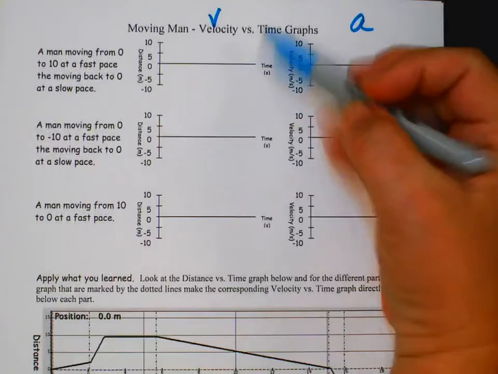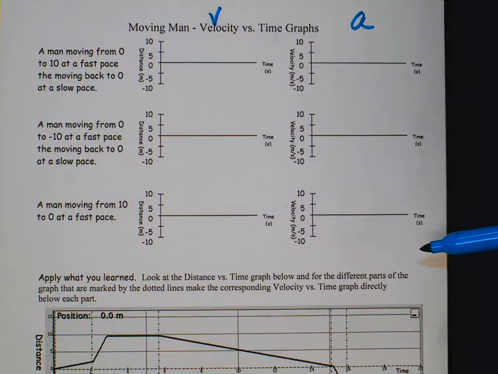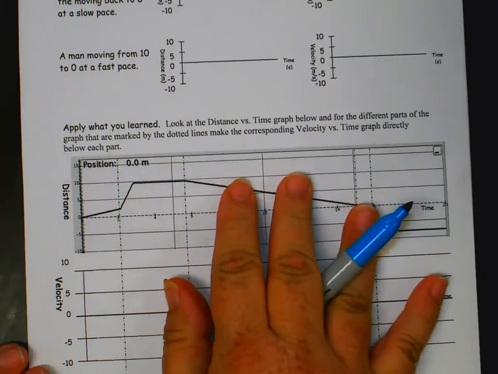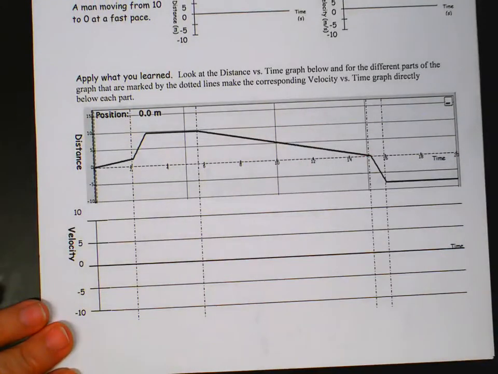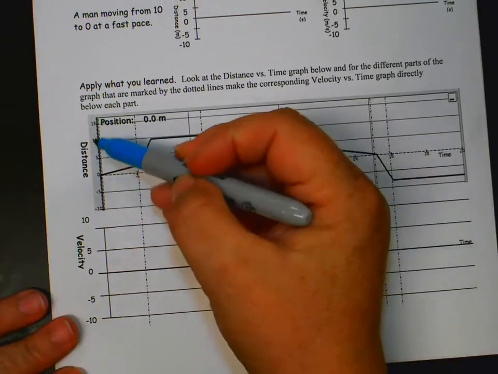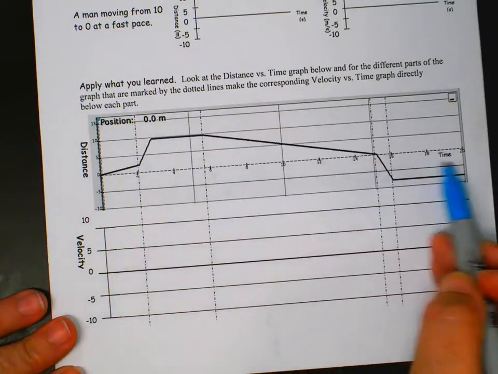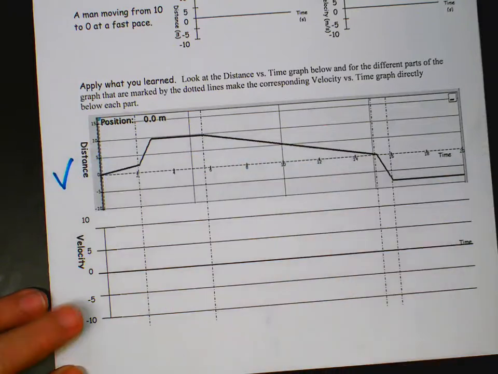Go ahead and do those. See if you can do them from what I went over on the front side. When you get to the bottom, don't ignore this part, because this part you'll be able to figure out if you got it. So distance versus time, these are your velocity graphs.